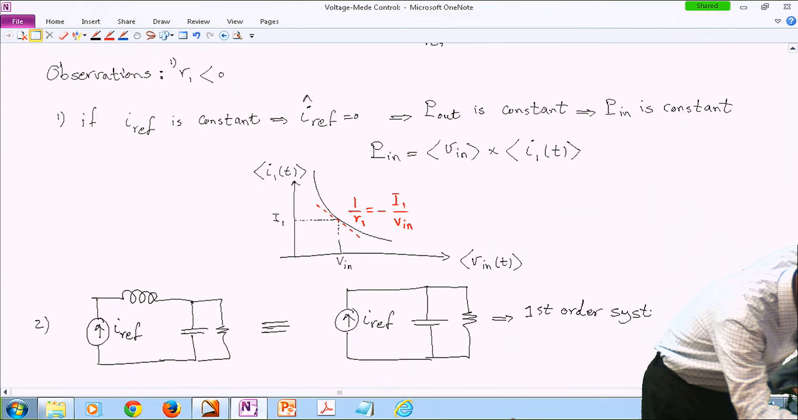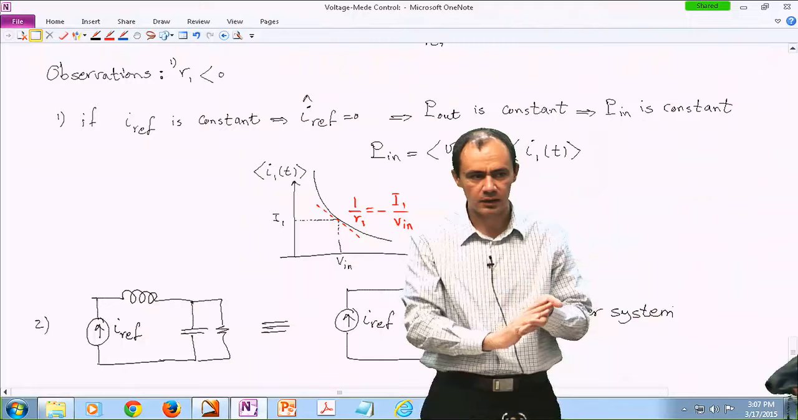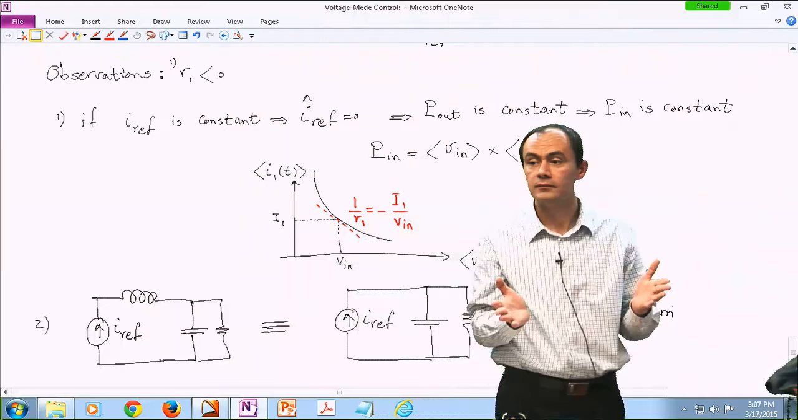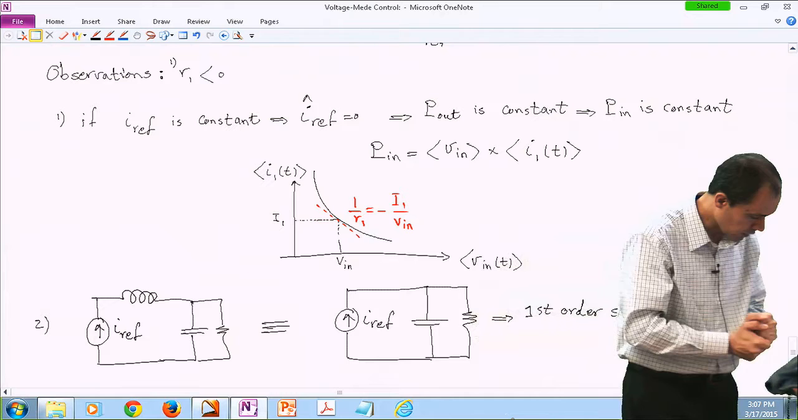Okay. So that's one of the advantages of current mode control, because at least when you're talking about the buck converter, the dynamic of the inductor is almost eliminated. We force the current of the inductor to follow a particular reference. That means as if the inductor doesn't have its own dynamic anymore. Okay, we are taking that away from it. So that's a good thing.